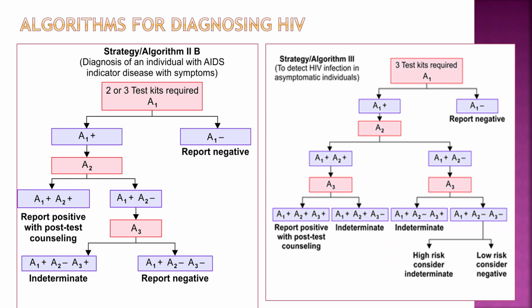And if the test A1 is positive and A2 negative, then a third kit. In the third kit, A1 positive, A2 negative, A3 positive, indeterminate. If A1 positive, A2 and A3 negative, then high risk is considered indeterminate and low risk is considered negative.